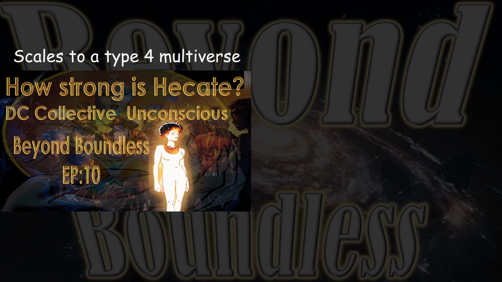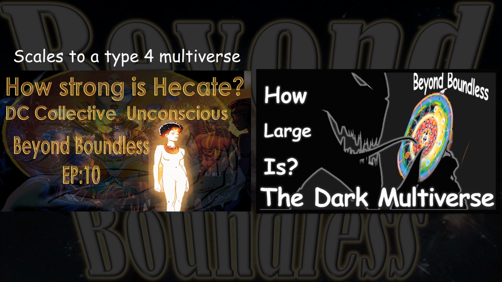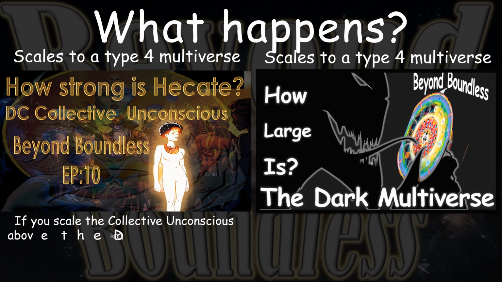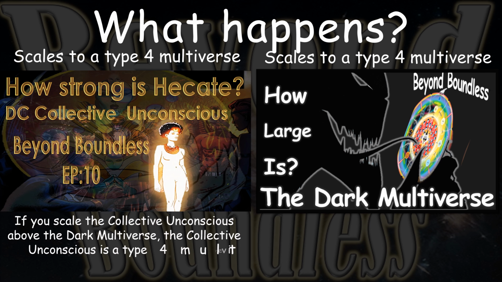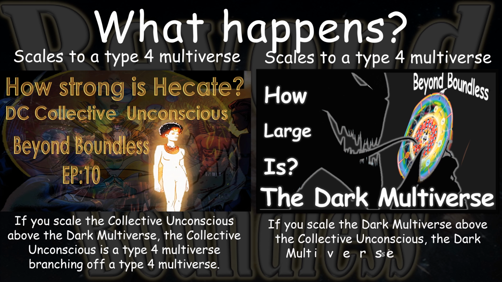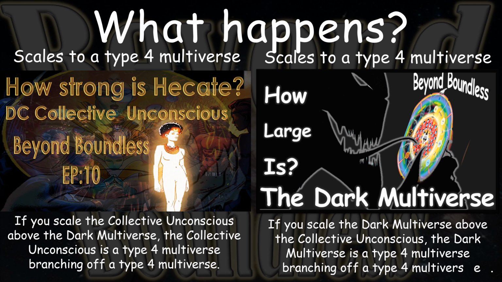In my previous Beyond Boundless video on the Dark Multiverse, it too scaled to a Type 4 multiverse. So that means there are 2 cosmological structures in DC Comics that scale to a Type 4 multiverse. So what happens? Well, if you scale the collective unconscious above the Dark Multiverse, then the collective unconscious is a Type 4 multiverse branching off a Type 4 multiverse. If you scale the Dark Multiverse above the collective unconscious, then the Dark Multiverse is a Type 4 multiverse branching off a Type 4 multiverse.